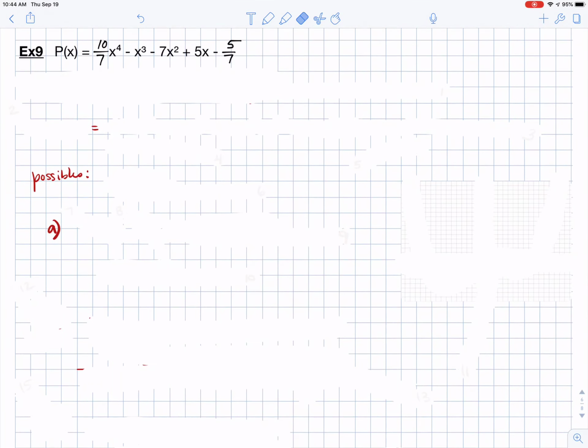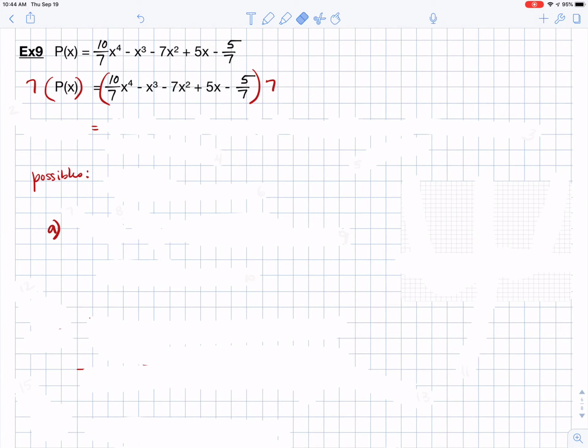So here's example 9, and part of what makes this ugly is that we've got these fractions involved. So the very first thing that we want to do is get rid of our fractions. The common denominator here is 7, so what we'll want to do is multiply on both sides by that common denominator of 7. So on the left side, you'll have 7 times p of x. I know that looks odd, but this will have the exact same zeros as the original polynomial. And then on the other side, I'm going to distribute to all of my terms. So when I distribute to all of my terms, I'll get the following polynomial.